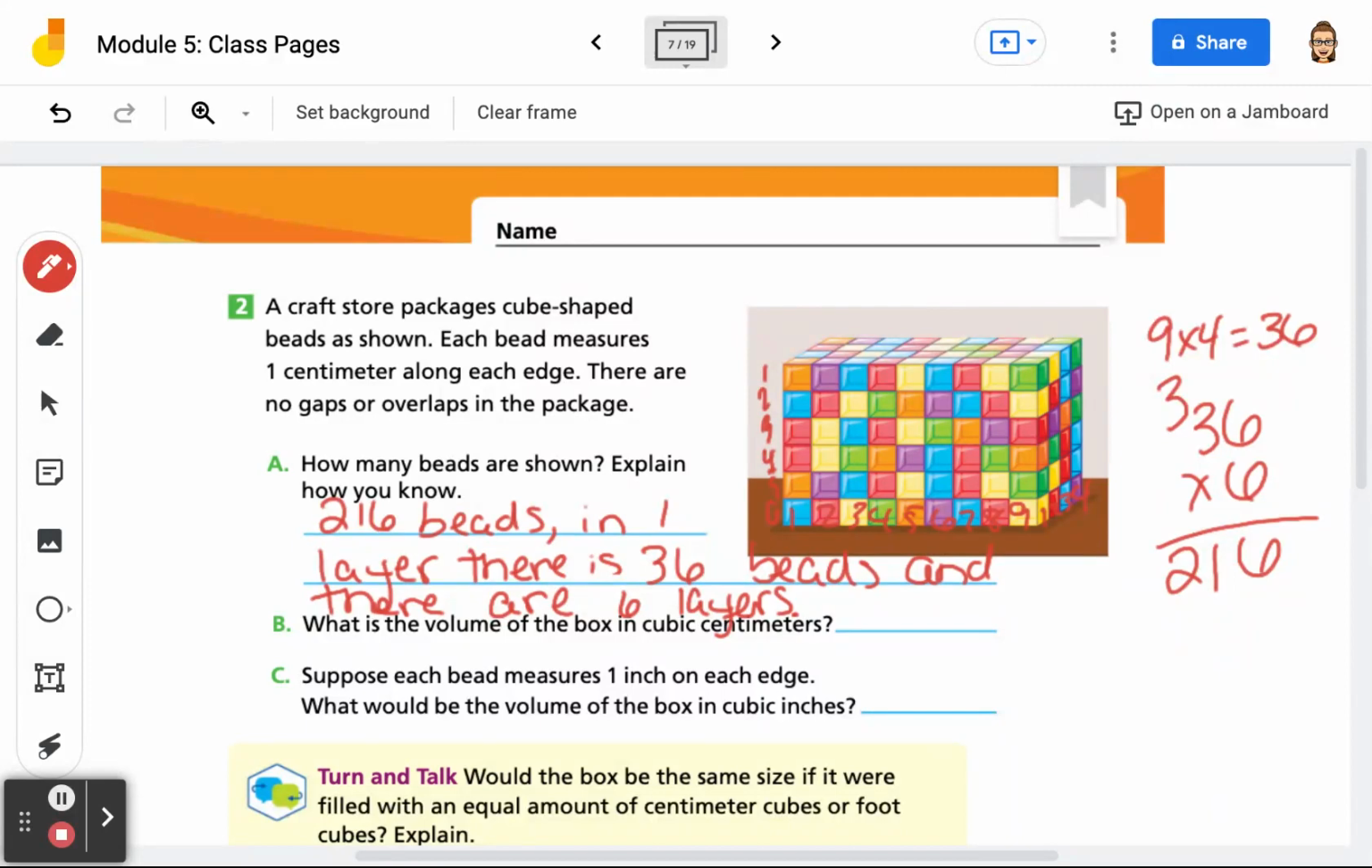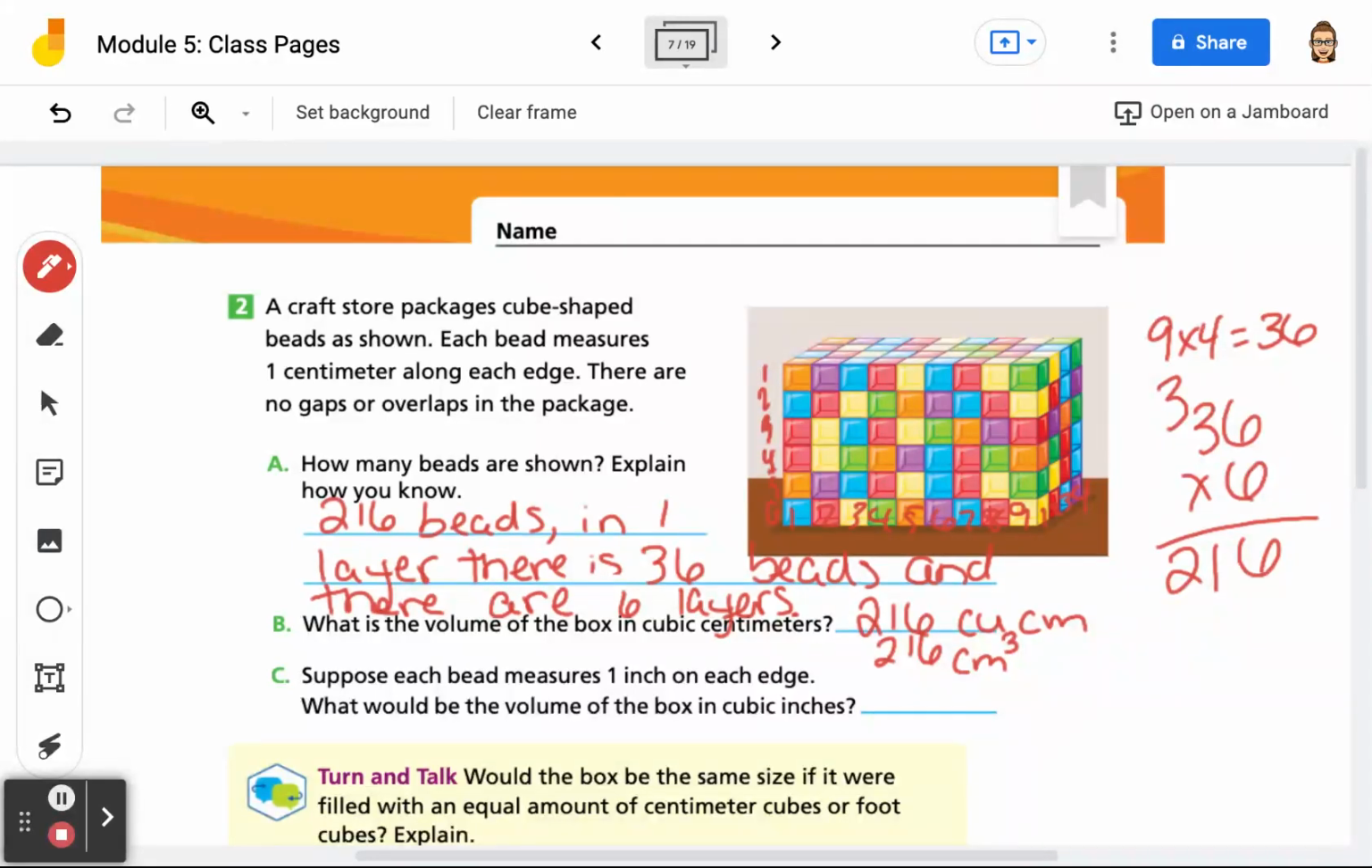So then it says, what is the volume of the box in cubic centimeters? Well, if each bead is 1 cubic centimeter, then if there are 216 beads, you'd have 216 cubic centimeters. So you can write that as cu cm, or you can write that as 216 centimeters cubed. The exponent of 3 on a dimension means cubic or volume.